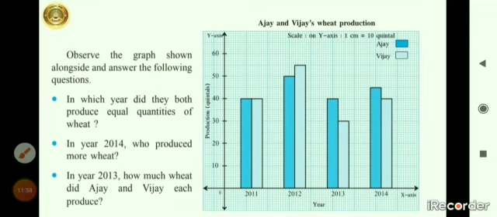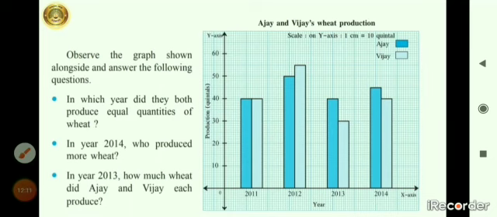Now the second question is, in year 2014 who produced more wheat? Where is 2014? Yes, the last one. In 2014 who produced more? Which bar is showing more? One is showing 40 quintals. Whose production is it? Vijay. And one is showing 45 quintals, that is Ajay's production. So naturally Ajay produced more wheat in 2014. This is the answer for the second.